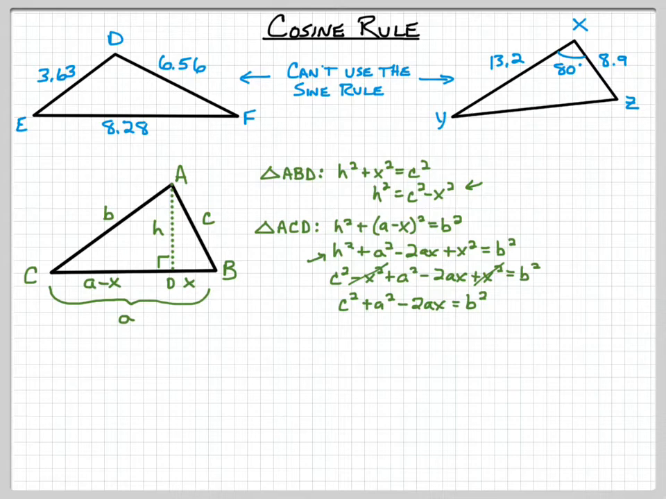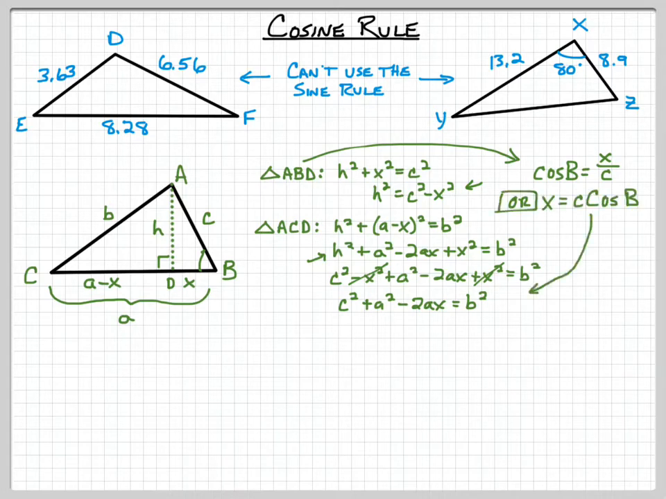Okay, so that gets us so far, but we still have this unknown x value. So we still want to find a way to get rid of that. We're going to focus again on triangle ABD, and look at angle B. We use cosine, adjacent over hypotenuse, and we have that equal to x over c. If we want to get x by itself, so we can substitute back in and get rid of x in our equation below, we need to multiply both sides by c, and we get x equals c cosine B. Plug that in down here, and we get b squared equals a squared plus c squared minus 2ac cosine B. This is our cosine rule.